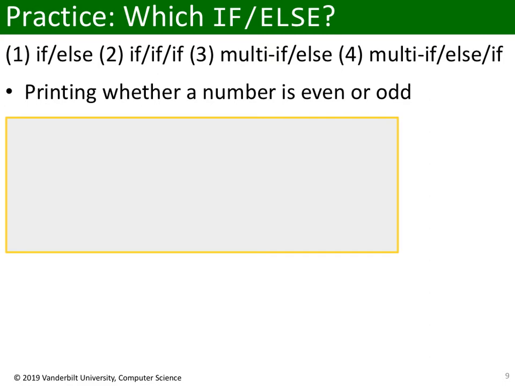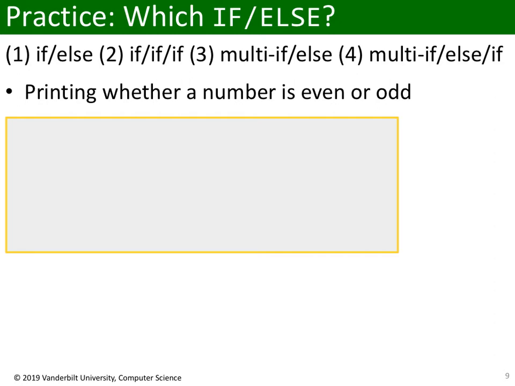So here's a practice question. If we were going to print whether a number is even or odd, which of the available if structures would we use: if-else, independent if, which is number 2, multi-if-else, or multi-if-else-if, the difference between 3 and 4 being that in 3 we are going to terminate with an else, and in 4 there is not an else. Which of these would we use to display a message for a number being even or odd?